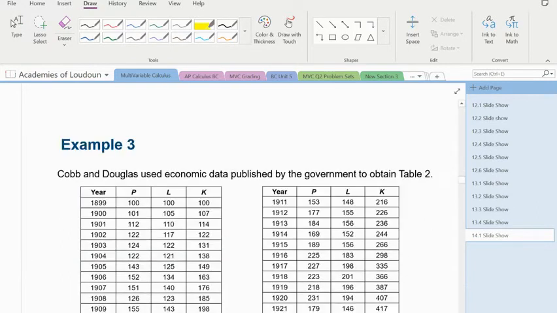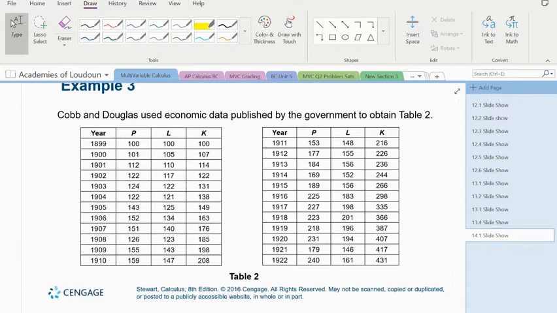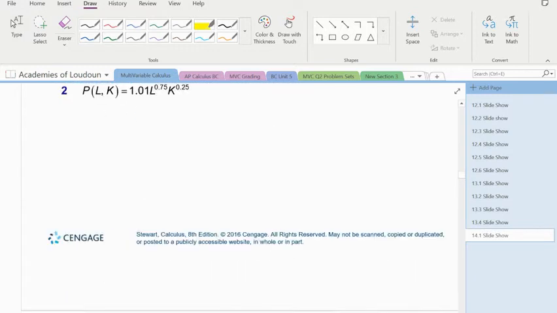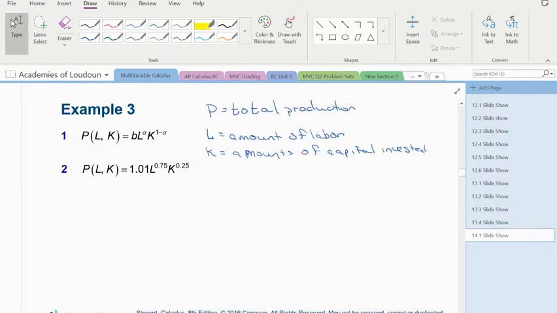So Cobb and Douglas used some economic data published by the government, and they used that data and obtained Table number 2. They took the year 1899 as a baseline, and P, L, and K for 1899 were each assigned a value of 100. The values for the other years were expressed as percentages of the 1899 figures. Cobb and Douglas used the method of least squares to fit the data of Table 2 to the function shown in Equation 2.